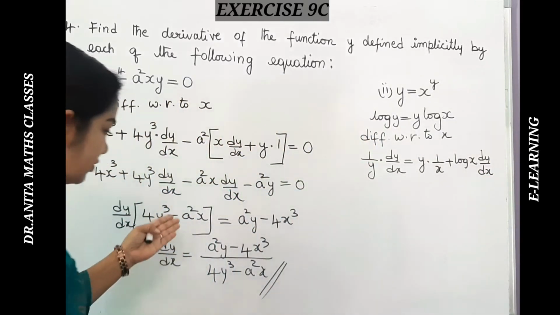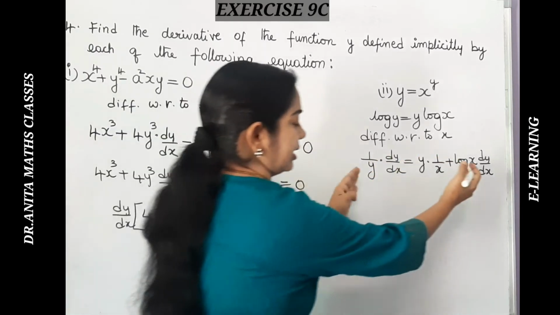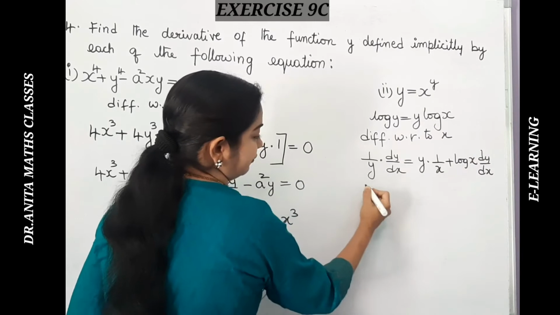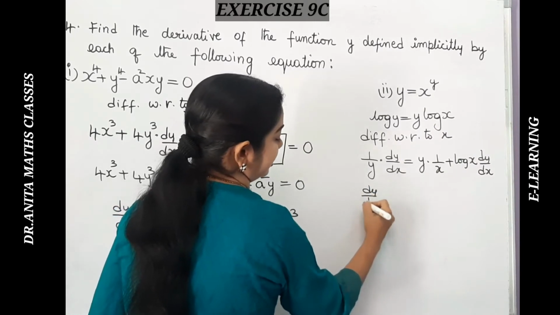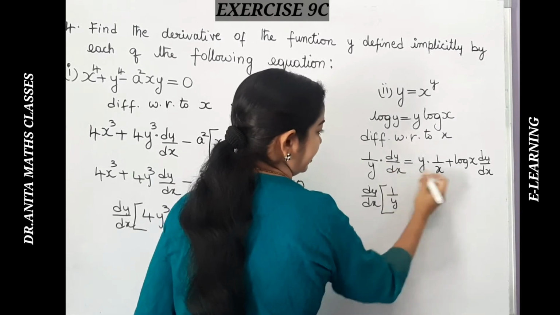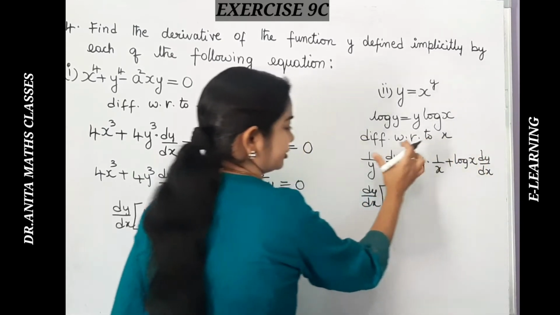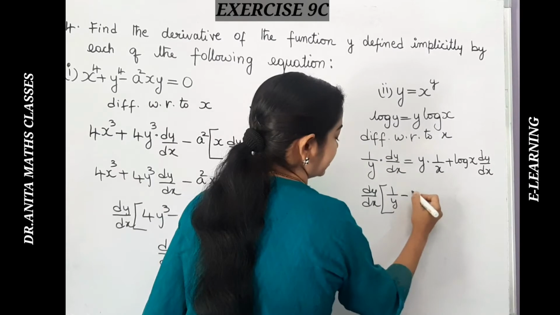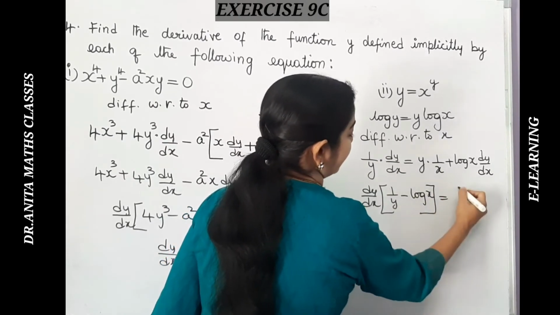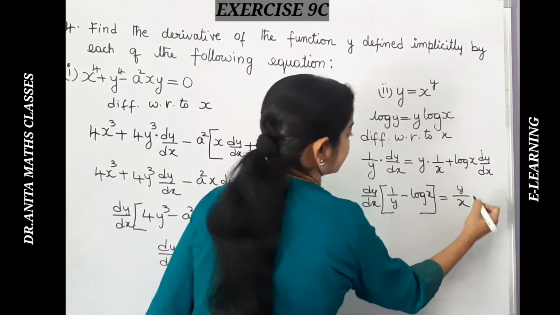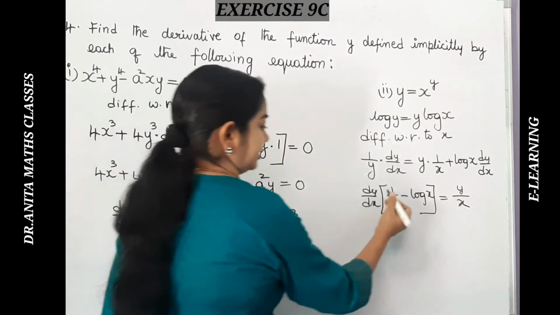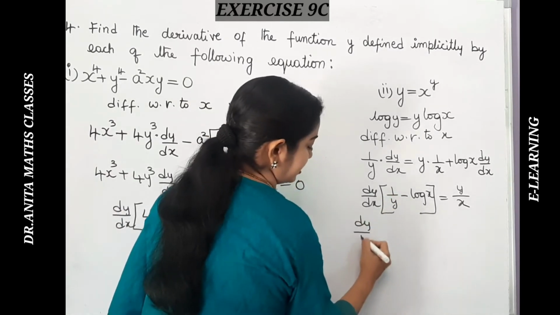Now the same procedure what we have done here, we will bring the derivatives to one side and the other terms to the other side. Here if I take dy by dx, here 1 by y is there, common I am taking. This part, if you shift it to the other side, it becomes minus log x. Here we have y upon x only, y into 1 by x. Now here this, let me do the LCM part.